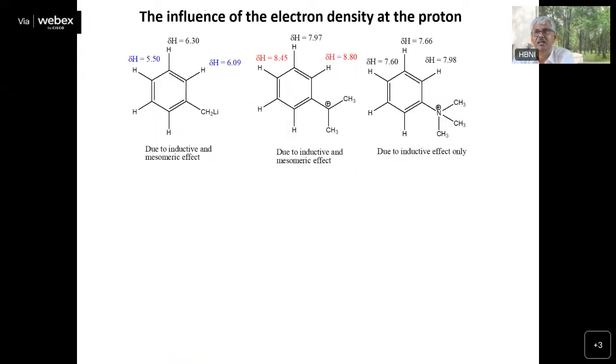Similarly, you can see the electron density at the proton. You see this benzyl lithium. I'll draw the resonance structure because I have not drawn it for others, so I'll stop here after this. So you can think that this is CH2 minus, a negative charge. If you draw the resonance structure, you will see that.